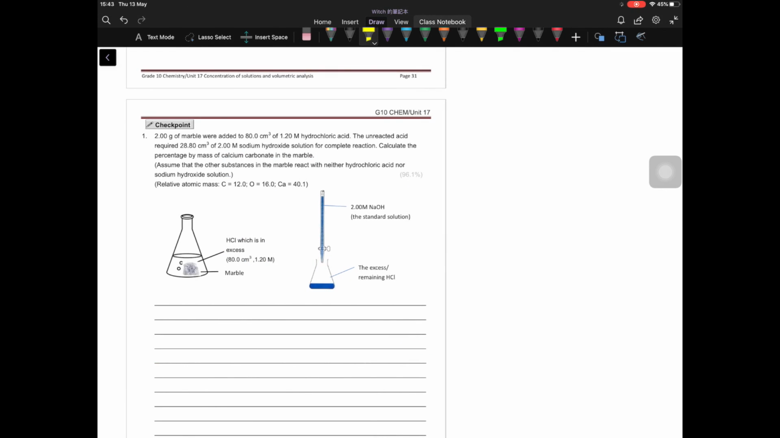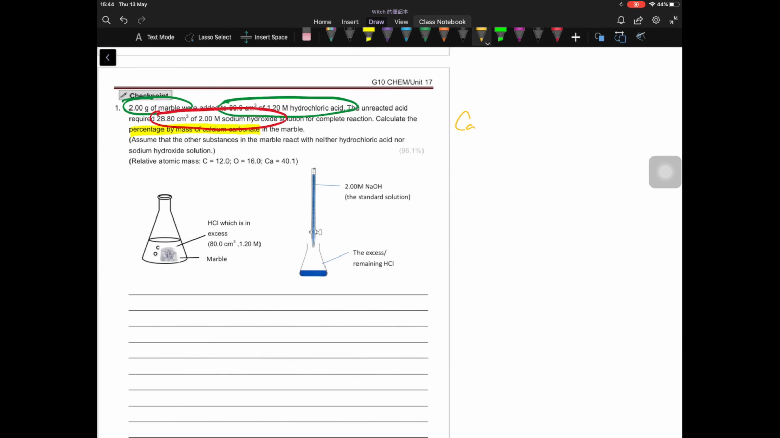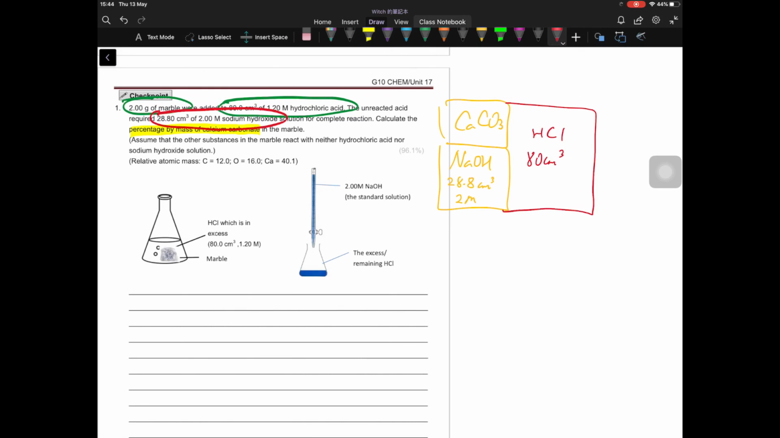So let's see how the questions look like. There is marble added to hydrochloric acid. A titration is carried out. So you are required to find the percentage by mass of calcium carbonate. Calcium carbonate, sodium hydroxide on one side. On the other side, we have HCl, and it is 80 cm³, 1.2 M. So you can find out which one is in excess, right?